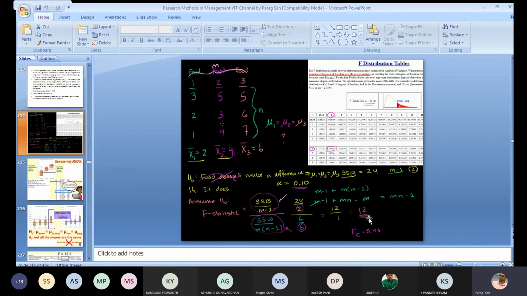Now at alpha equal to 0.10, suppose here they have given the 0.10 level.